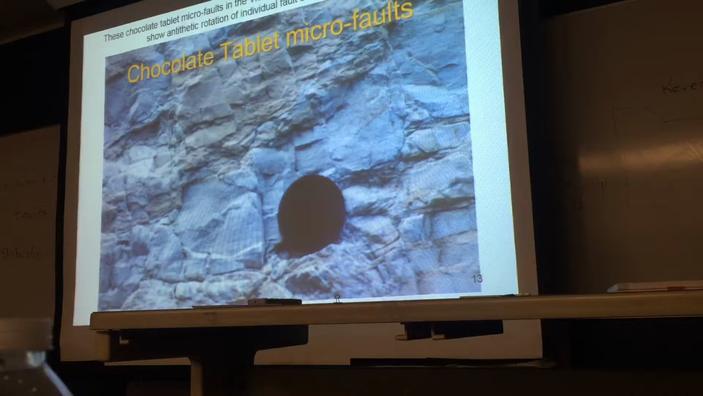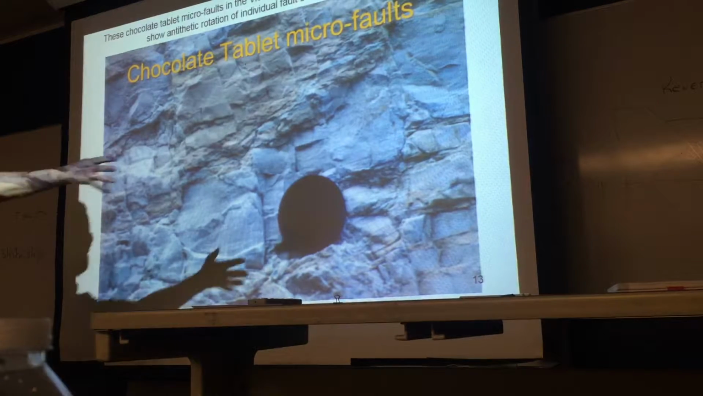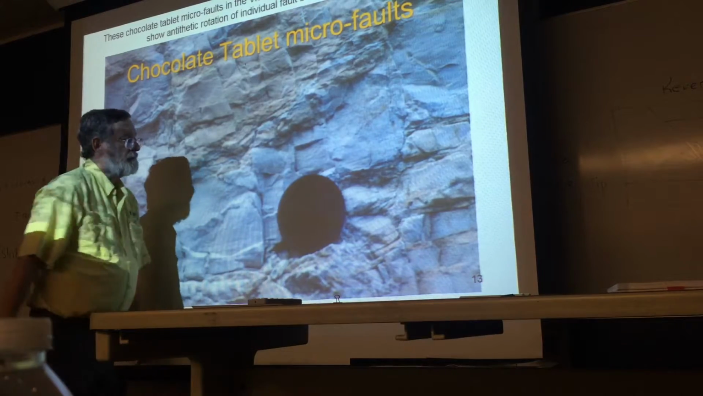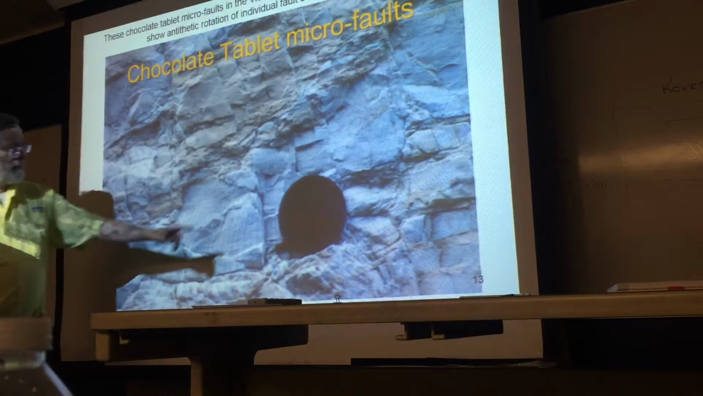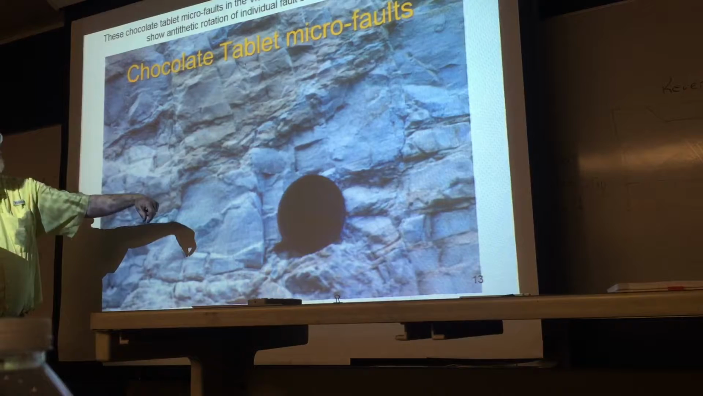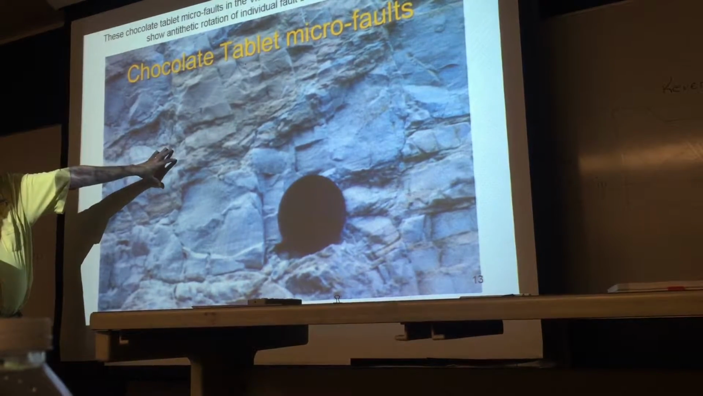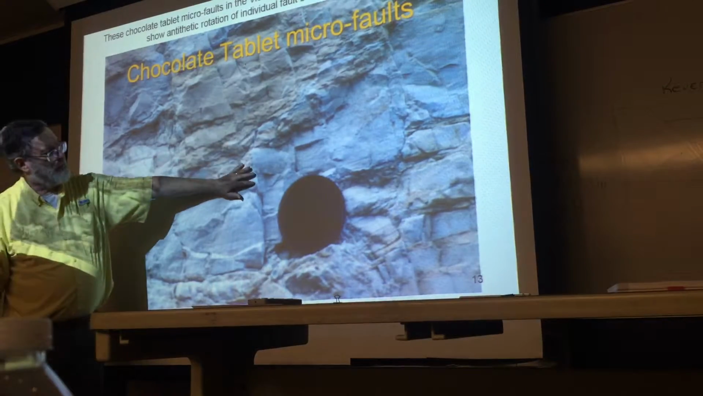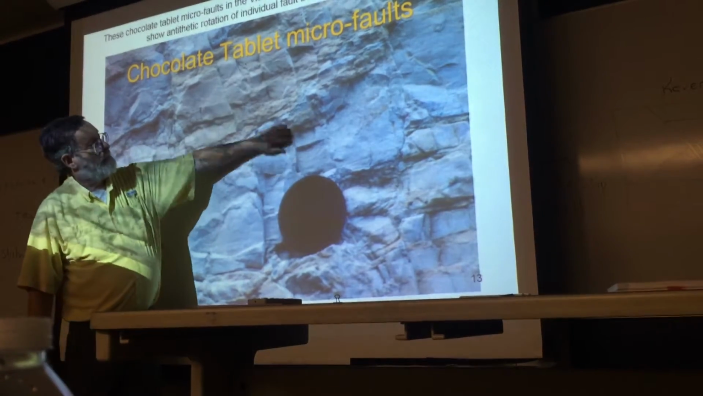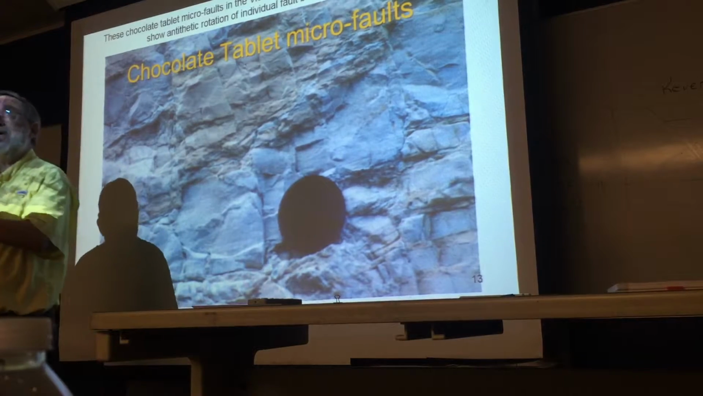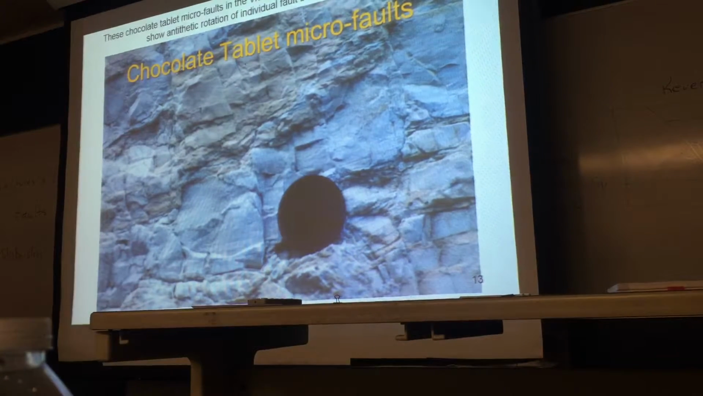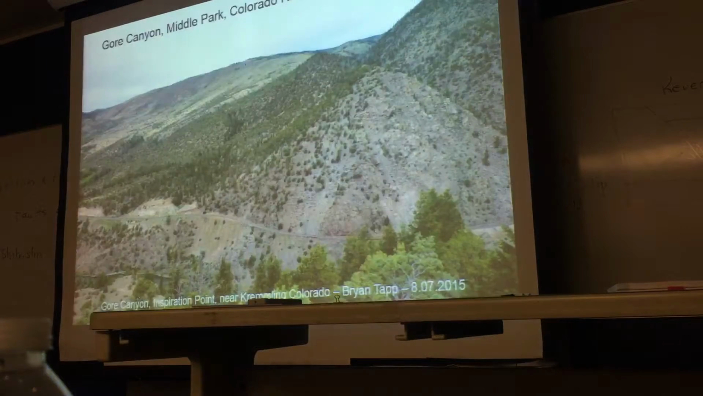Here we have microfaults. This is the lens cap here that's 65 millimeters in diameter. So we're looking here at a system where these individual little microfaults have offset and rotated. So this would be faulting at the micro scale in this particular system. Now let's go to faulting at a macro scale.